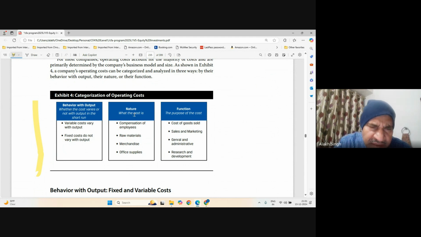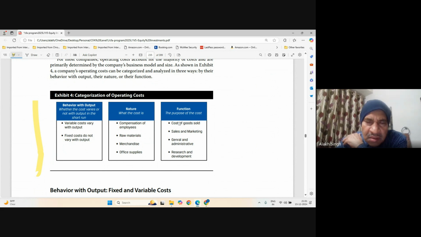Second is nature, what the cost is. Compensation of employees, this was from financial statement, SGA. Then raw material, cost of goods sold, that was also from financial statement. Merchandise means inventories cost, and office supplies, that is another operating cost. So all these are by nature. These are operating cost by nature in financial statements. We will write these as names in the income statement. We will write these names on the left side and put the values opposite it.